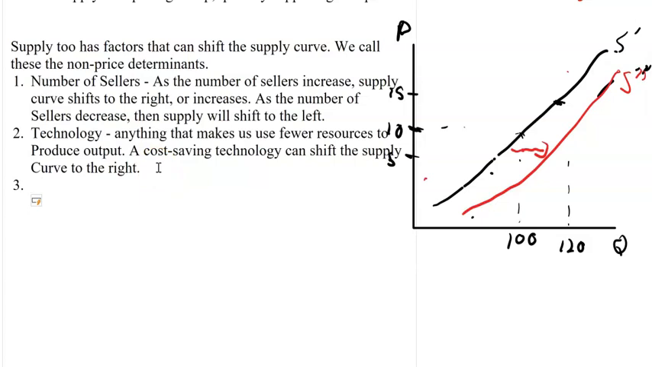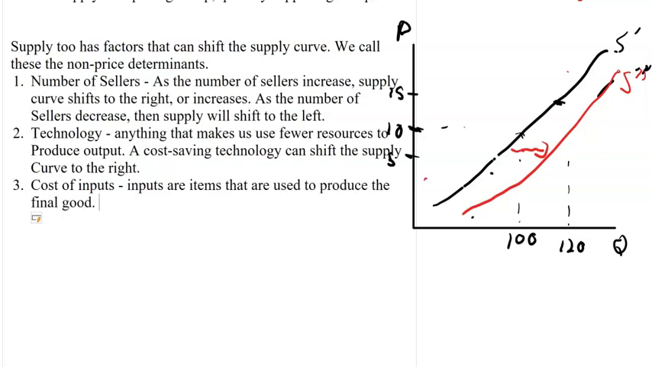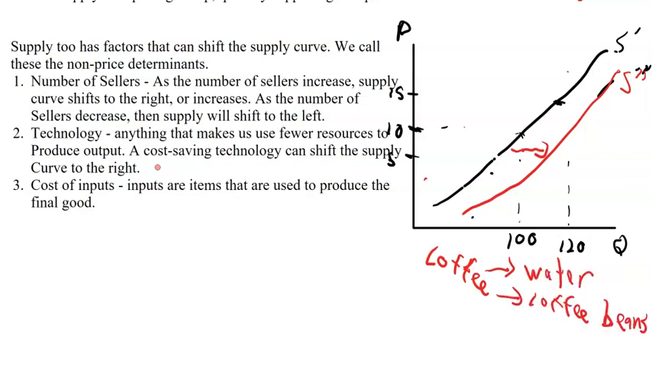Another factor that affects supply is the cost of inputs. Inputs are items that are used to produce the final good. If I'm thinking about making coffee, there are a lot of inputs that go into making coffee. I need inputs like water, and I need coffee beans. I may need some kind of machinery. I may need space, so a location. I need utilities like electricity.